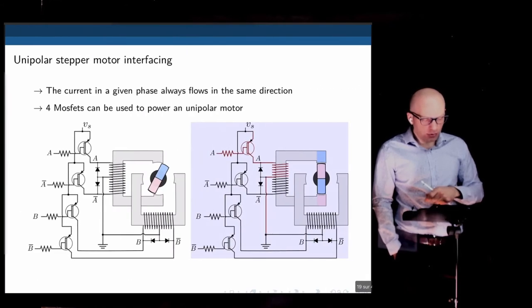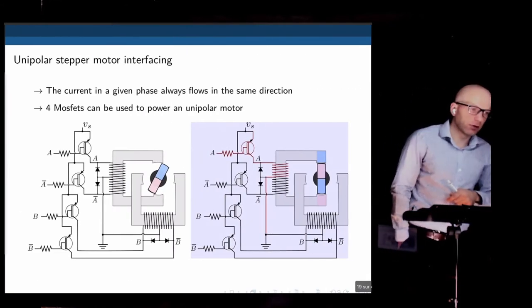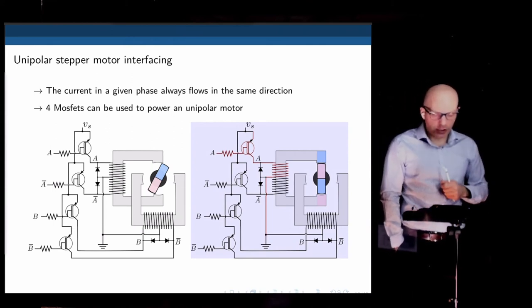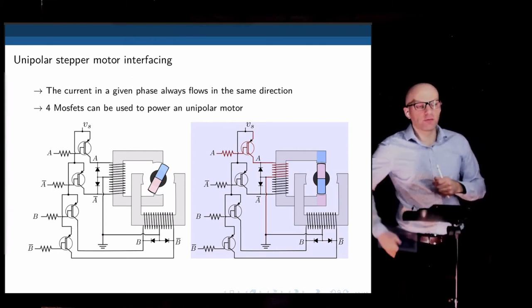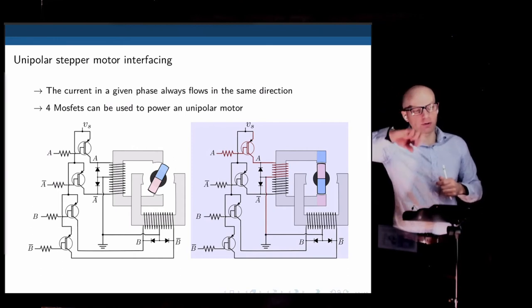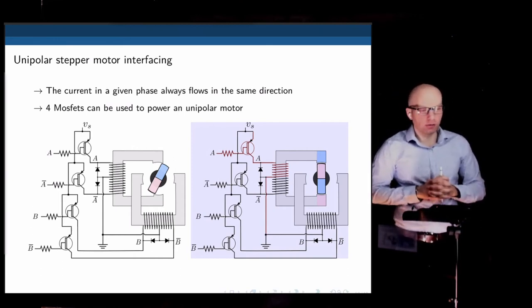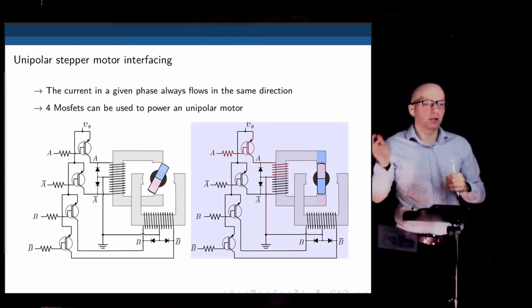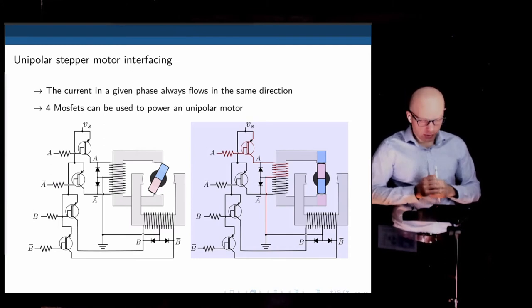So we can simply use four MOSFETs like this. And when they are on or off, we're actuating one at a time. When they're on or off, we actuate one half of the coil. We make the flux go one way or another. And through that process, we can ensure continuous rotation. And that's the advantage of the unipolar motor: no current reversal, unlike the bipolar motor where that is required.